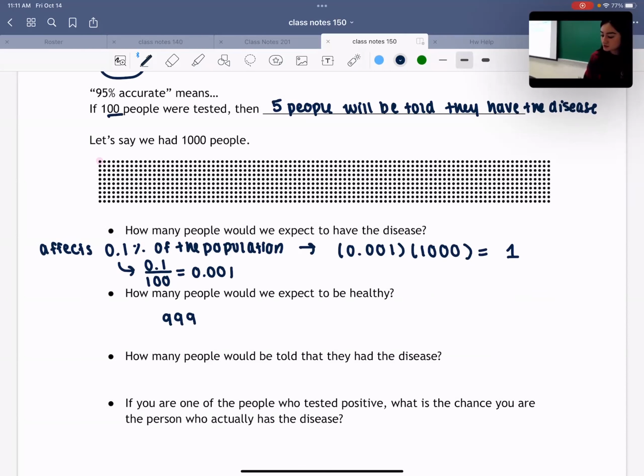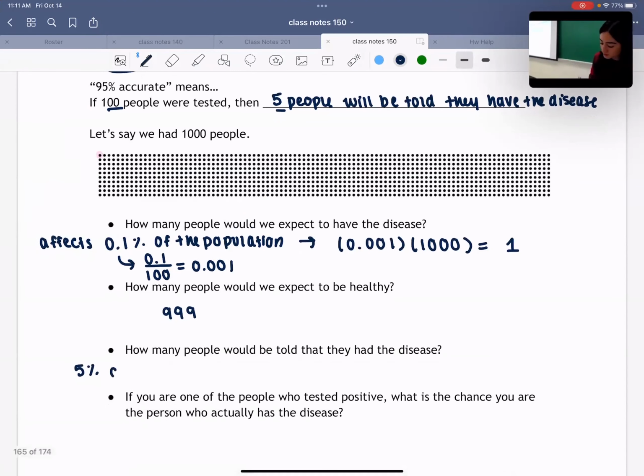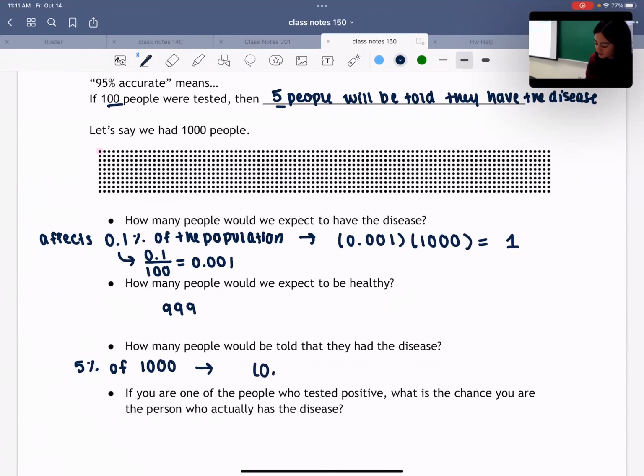So out of 100, 5 people were told, which means 5% of the people are going to be told that they have the disease. So maybe out of the 1,000 people, we need to find 5% of those. Okay, so I need to find 5% of my 1,000 people. 5% is 0.05. 1,000 stays the same. So 50 people, which is where you got 50, will be told that they have the disease. Okay, and that probably includes the person with the disease, right?